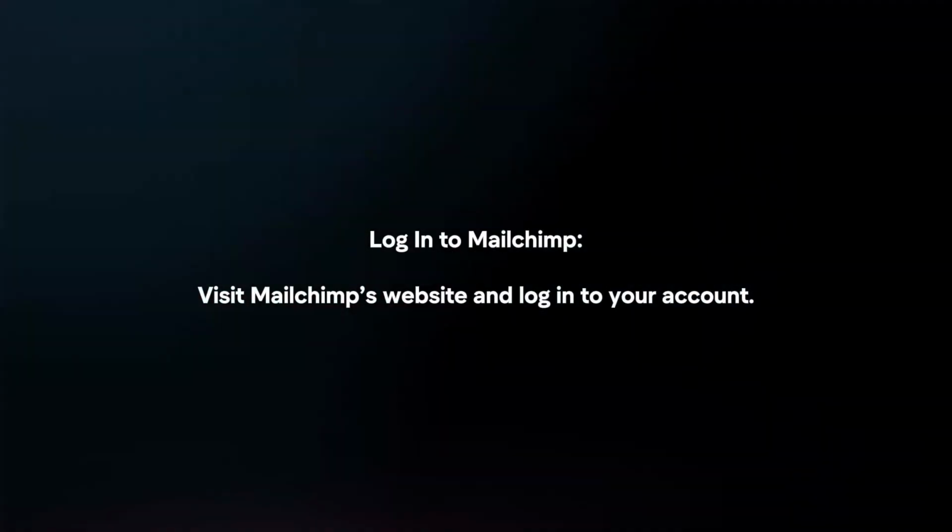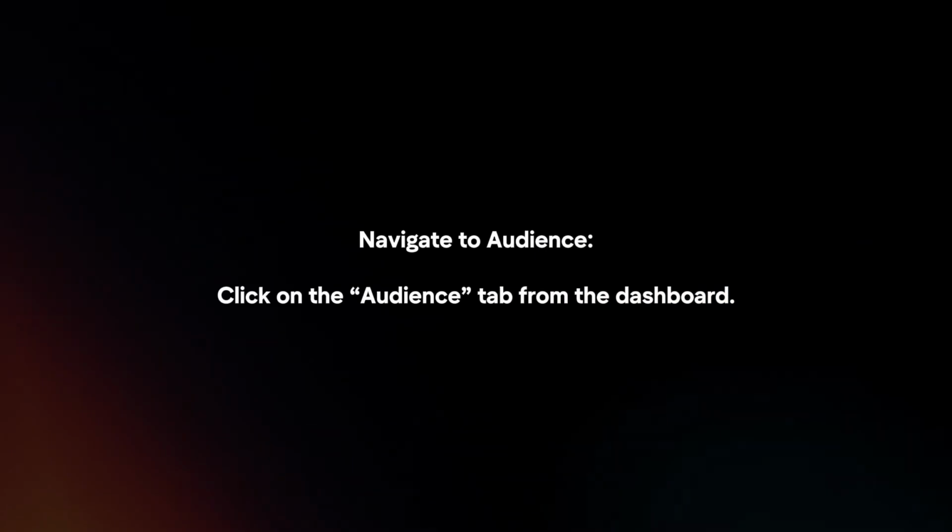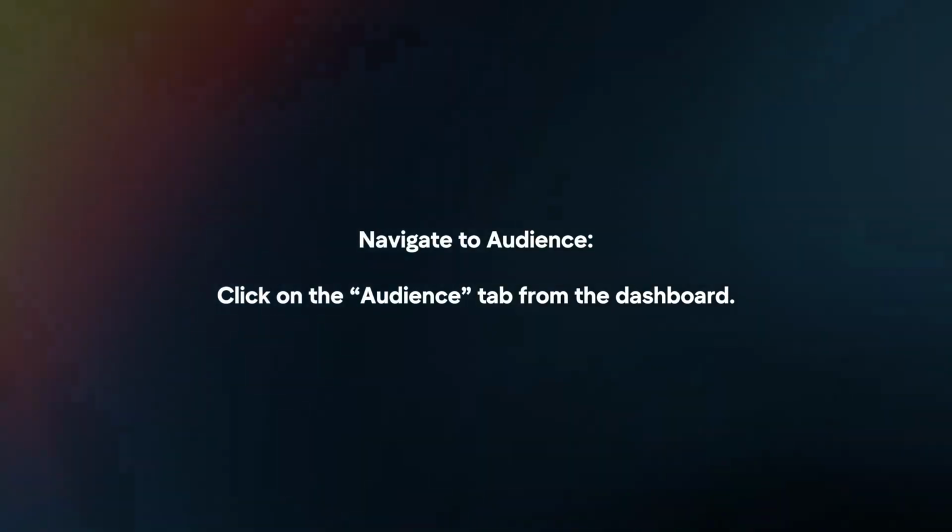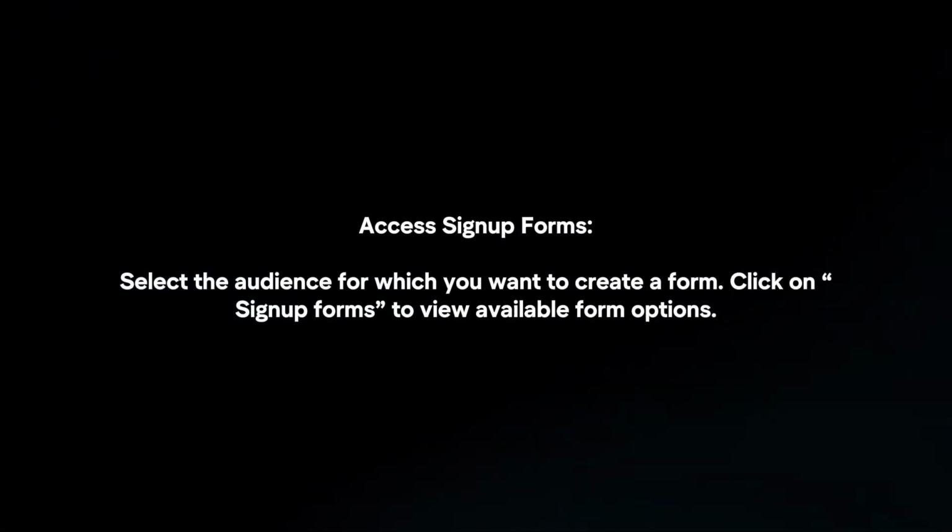Visit Mailchimp's website and log into your account. Navigate to Audience. Click on the Audience tab from the dashboard. Access Sign-up Forms. Select the audience for which you want to create the form. Click on Sign-up Forms to view available form options.